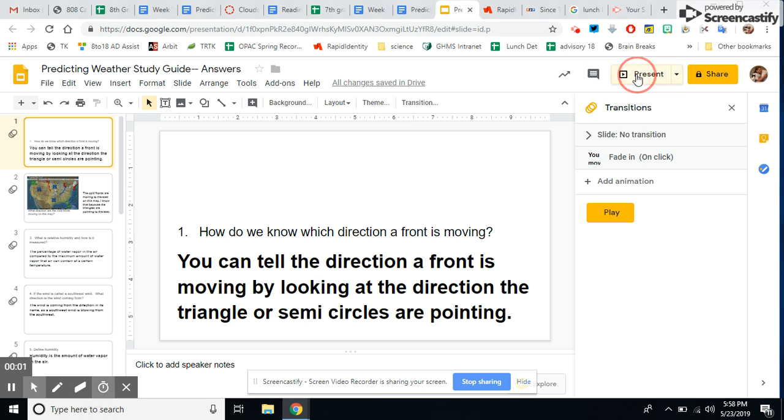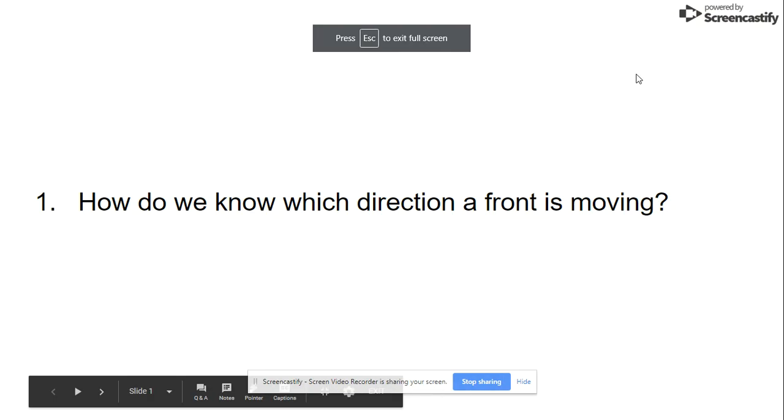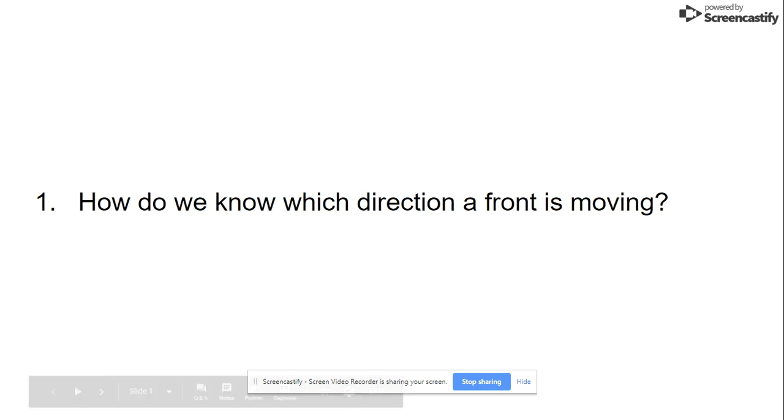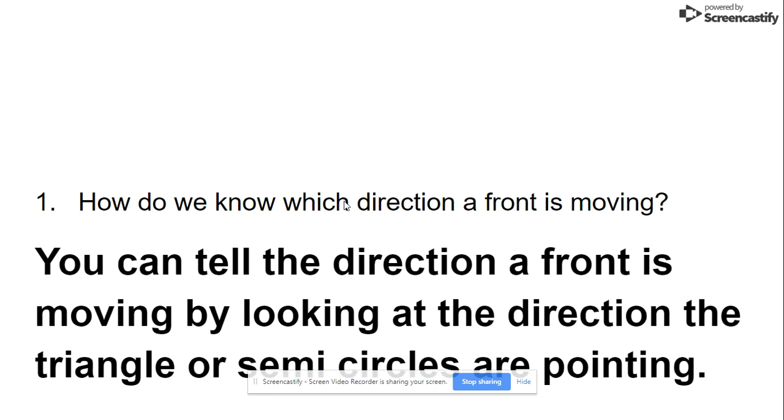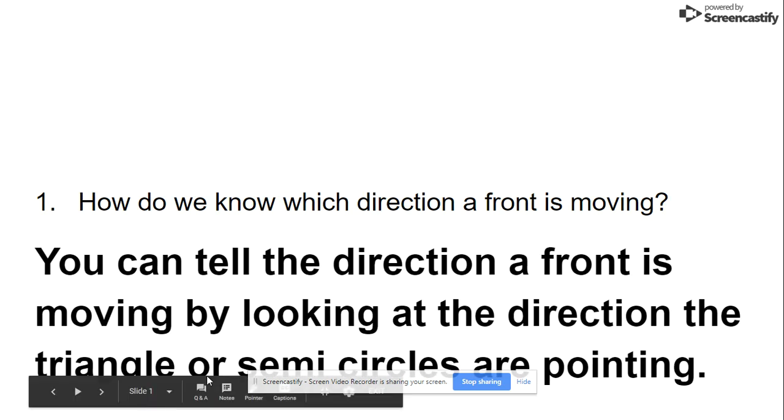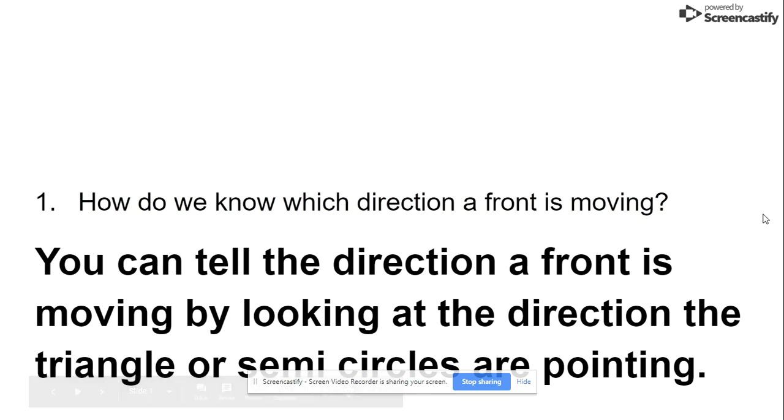All right, folks, let's look at this study guide for today's test about predicting weather. How do we know which direction a front is moving? A front has some great things that point, and they either have triangles that point or other things going on that help point the direction that it's moving. Either the triangles or some circles are pointing that direction.